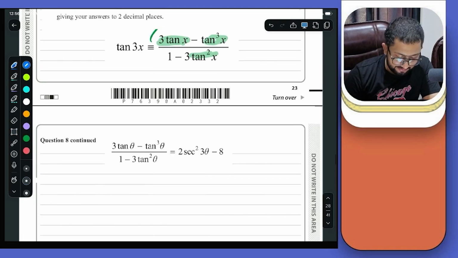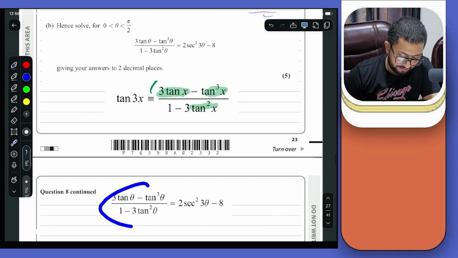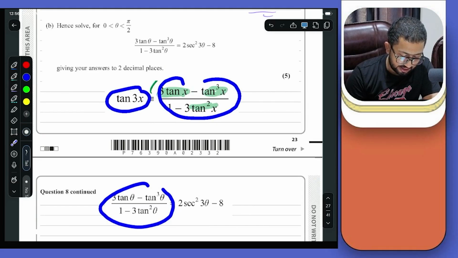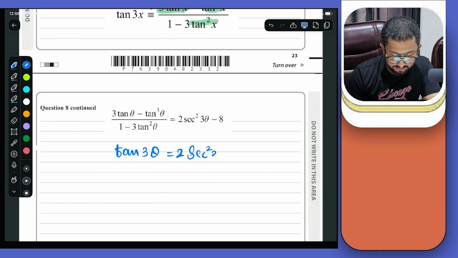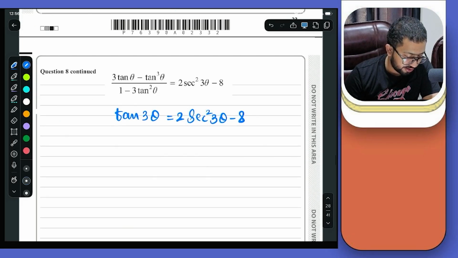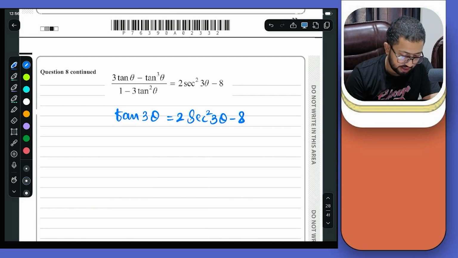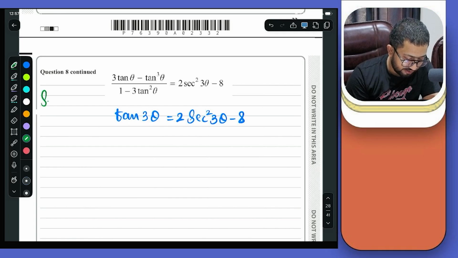So the answer of the left hand side is actually tan 3x. So we have tan 3 theta equal to 2 secant square 3 theta minus 8. Everyone knows I want to convert this into single trigonometric functions. So how can we convert into single trigonometric functions? That is only possible because there is a relationship between tan and secant square. Anyone knows, whenever you see secant square, what is the formula? Secant square theta minus tan square theta equal to 1.